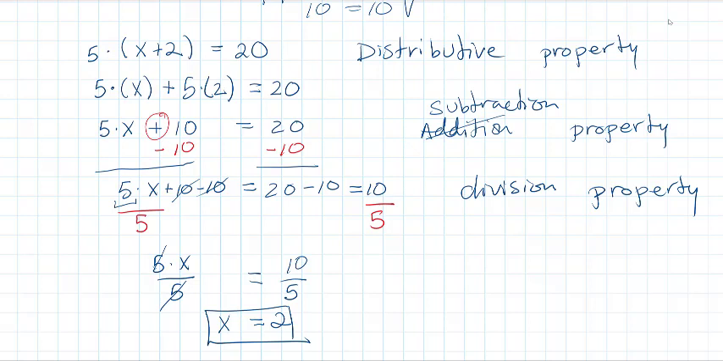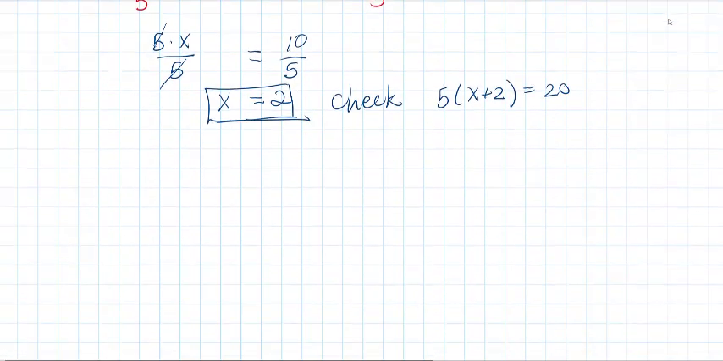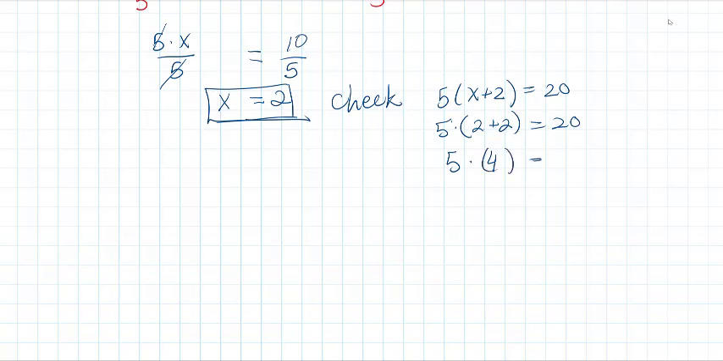Now we will check this. How do we check it? Again, we substitute our result inside our original equation. So we had 5 times (x plus 2) equals 20. So let's substitute here. 5 times (2 plus 2), right, equals 20. What is 2 plus 2? That's exactly 4. So we have 5 times 4 equals 20. And indeed, 5 times 4 is 20, so 20 equals 20. Great. So x equals 2 is the result.